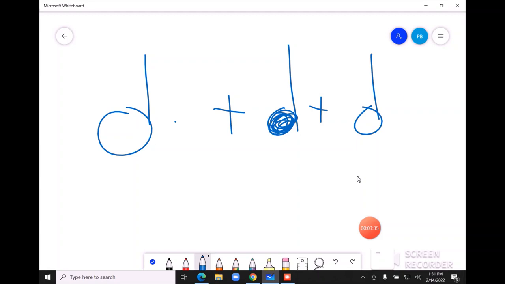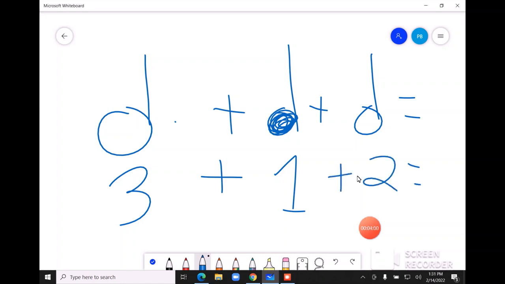Here's a musical math problem with 3 notes. Take a look at that and see if you can solve it before I tell you the answer. The first note is a dotted half note, which is 3 beats, plus a quarter note, which is 1 beat, plus a half note, which is 2 beats. So if we have 3 plus 1 is 4, plus 2 is 6. So the answer to that musical math problem would be 6.